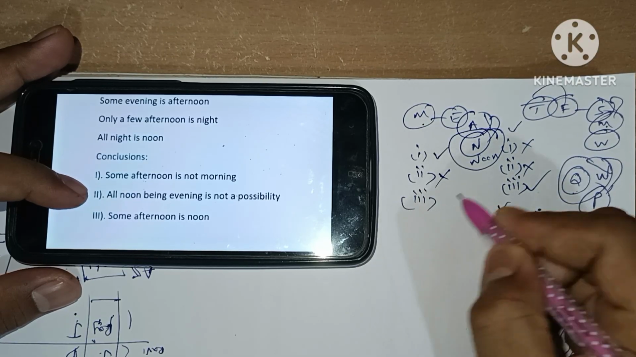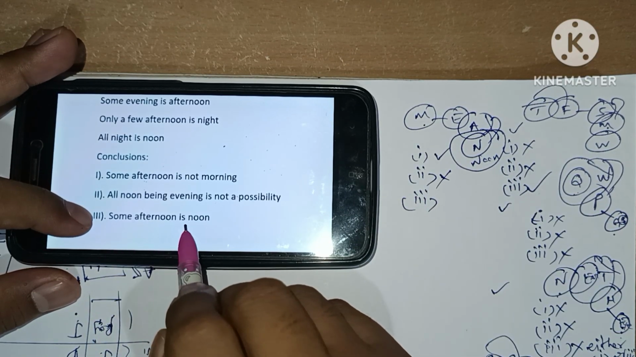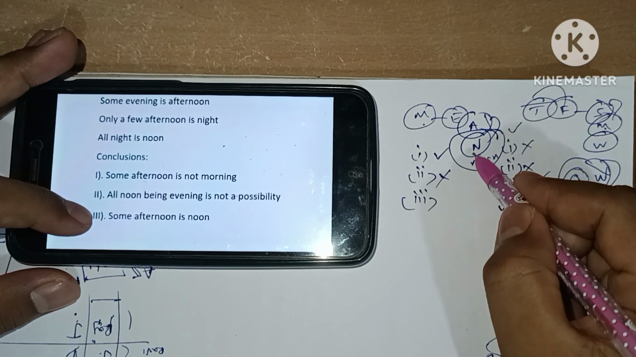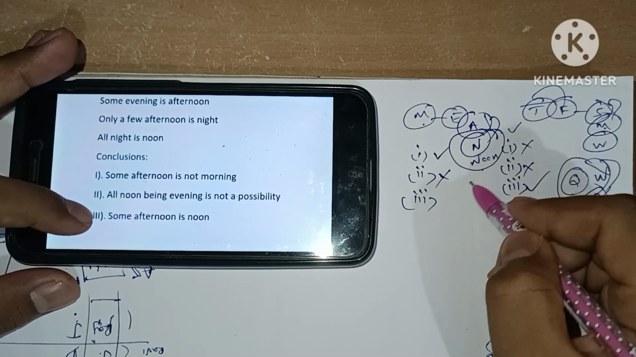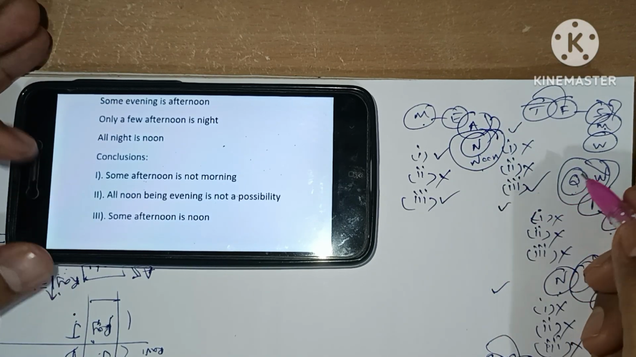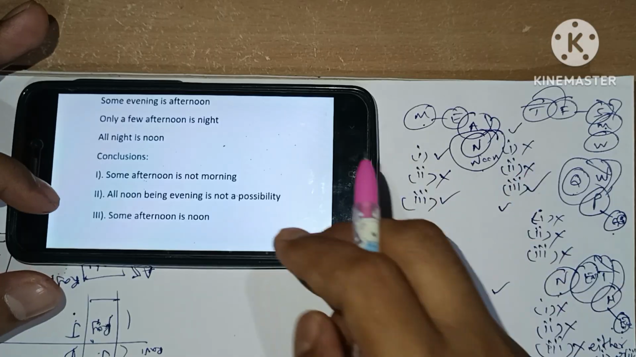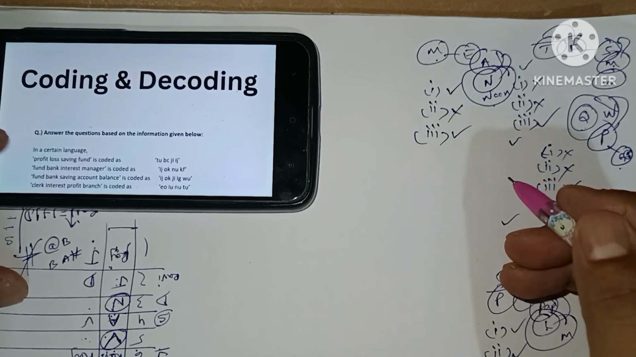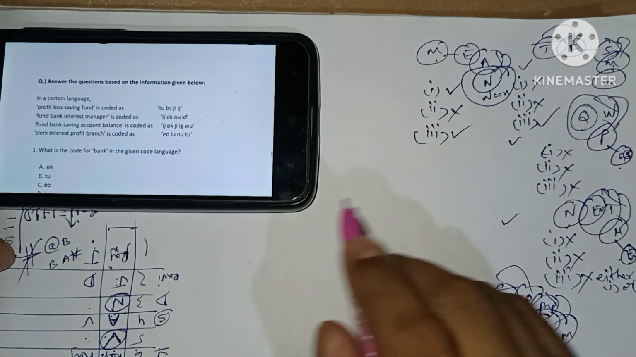Third one. Some afternoon is noon. Some part of afternoon is sharing with noon. Yes, it is true. By this we have completed syllogisms also. Now we see coding and decoding questions.